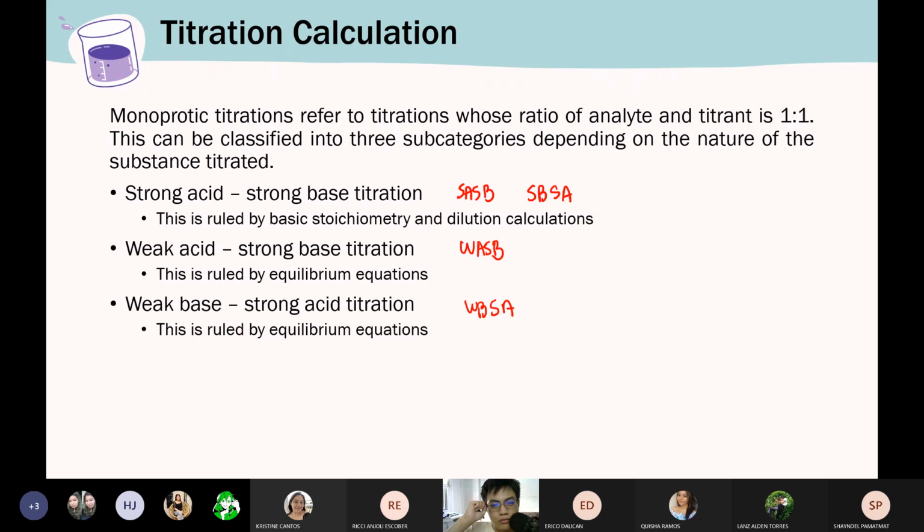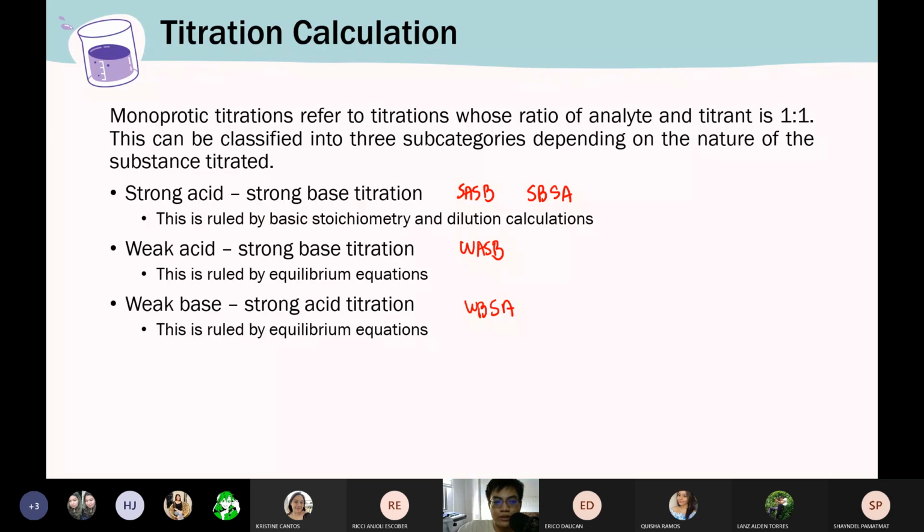Bakit kaya walang weak acid, weak base? No? Yun yung tanong ko dati sa prof ko eh. Sabi ko, sir, ba't walang weak acid, weak base? Ang sagot pala kasi, pag pareho silang weak, hindi na sila magre-react. Okay. So, sa bagay, weak nga sila eh. Paano sila magre-react sa isa't isa? So, at least, kailangan may isang strong. Okay?